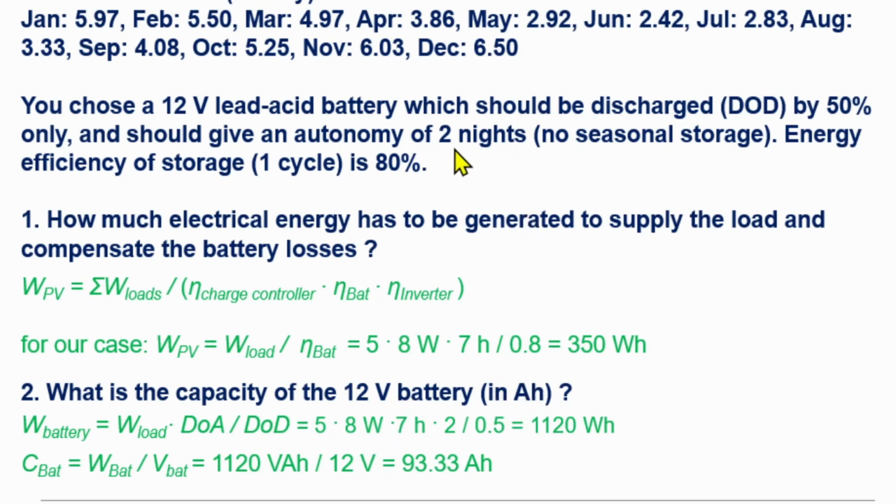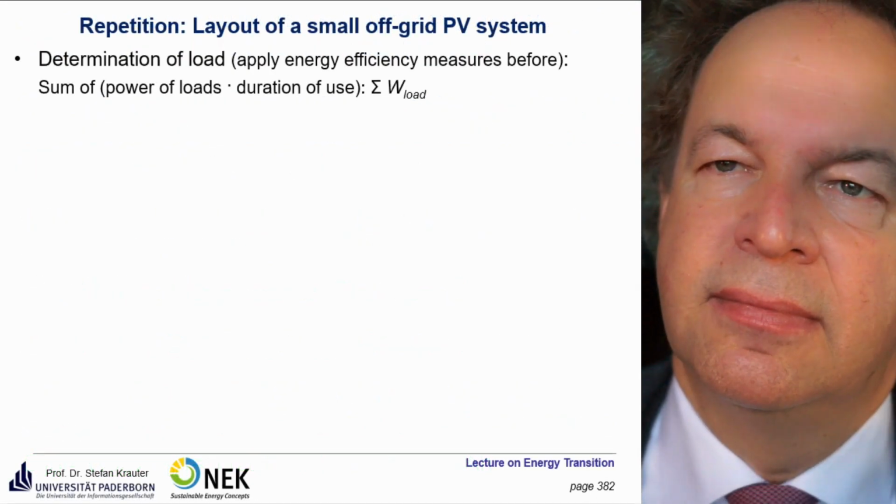Also, you have to consider that you want to have an autonomy of 2 nights. So you're not only calculating one cycle of 1 day and 1 night, you consider a reserve of 1 extra night because there could be bad weather conditions for 2, 3, 4 days. And this is included in this autonomy of 2 nights. Then you end up here at a value of 1.120 kilowatt hours for your battery. In other words, if you calculate it in ampere hours, you have this 1120 watt hours divided by 12 volts, you come to a value of 93.33 ampere hours.